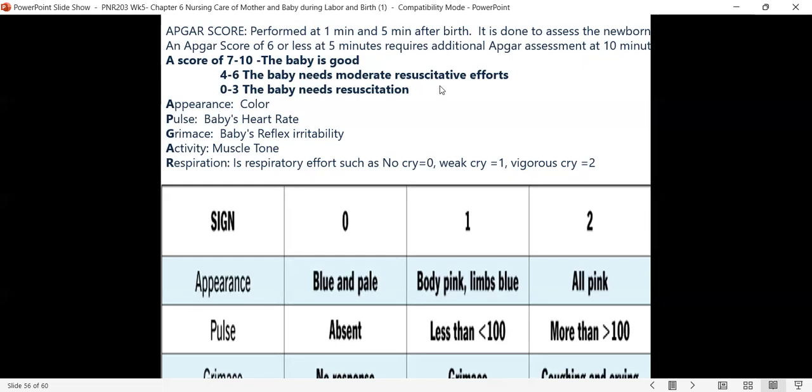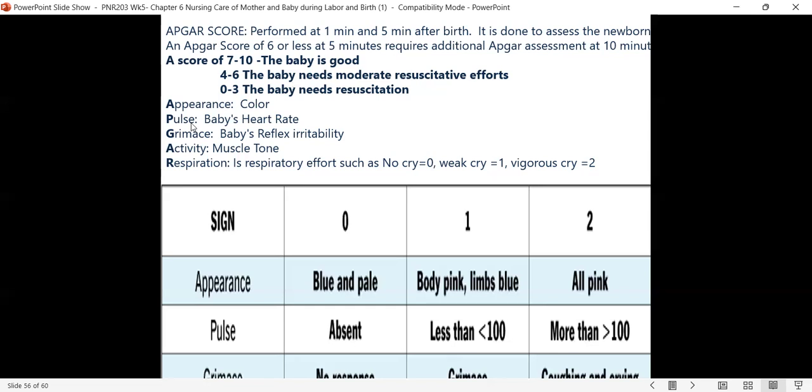Now, just don't wait until a full minute. A 1 minute APGAR is assigned to begin resuscitation if the baby is a compromised baby. I mean, obviously, as soon as baby comes out, we want this baby to be reactive. All right. And if the APGAR score is 6 or less at 5 minutes, it requires an additional APGAR assessment in 10 minutes. That baby will get a 10-minute APGAR in the nursery. He'll be in the nursery getting assessed.